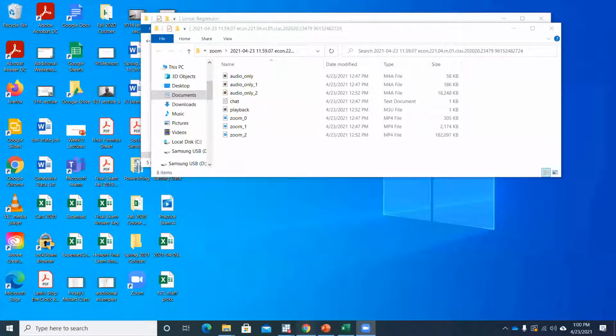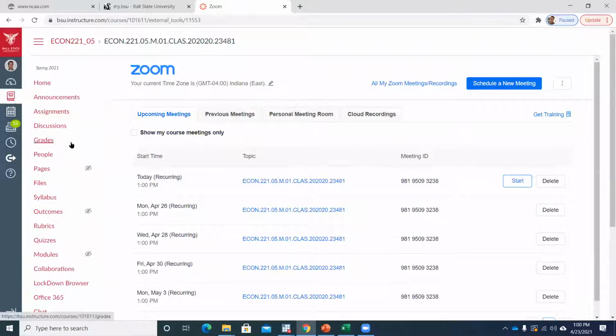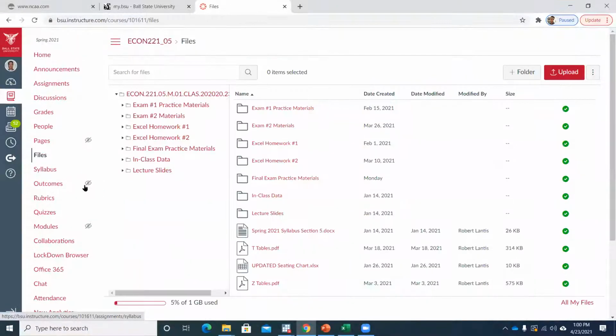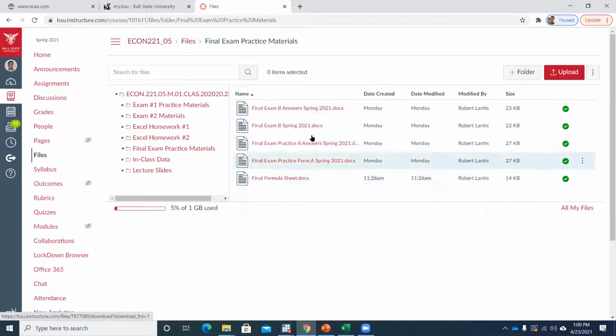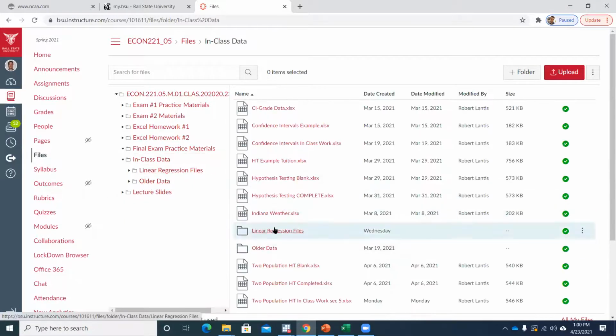Okay, so before we get into it, I just want to point out a few things. I can't remember how much I went over on Wednesday, but the final exam practice materials are up on Canvas. I updated that final formula sheet, so it has a couple of things that got chopped off the first time I uploaded it.